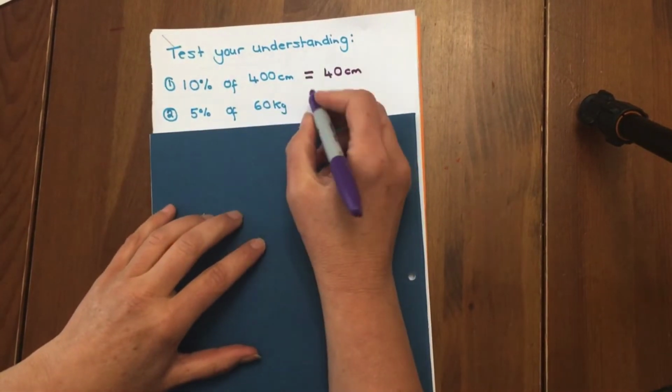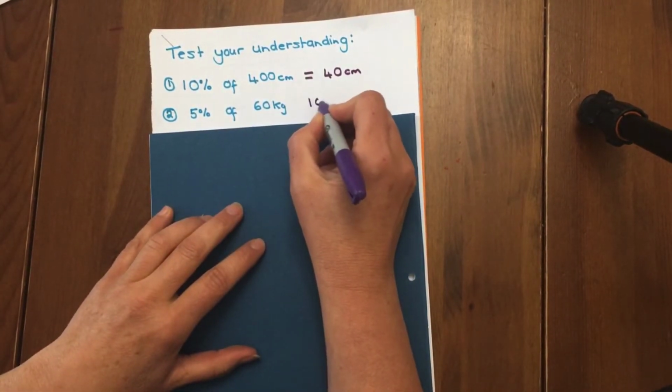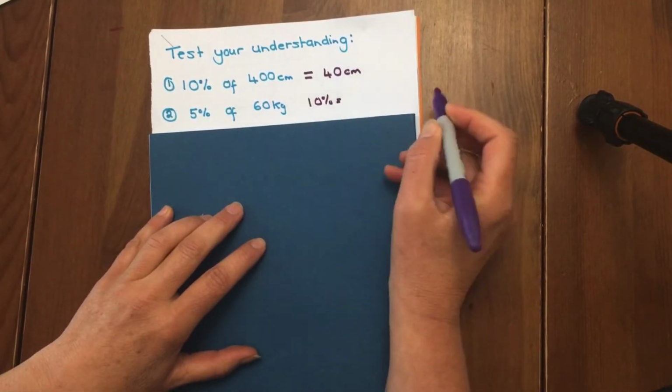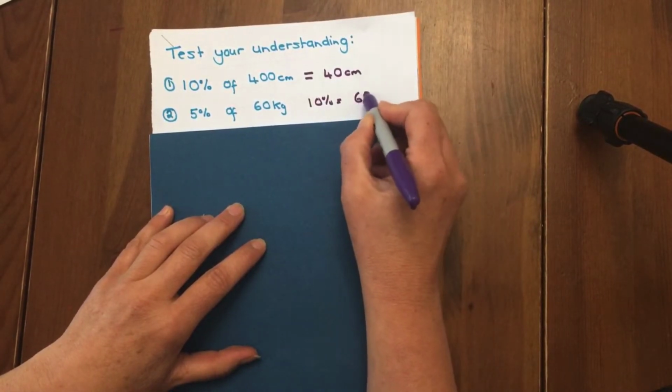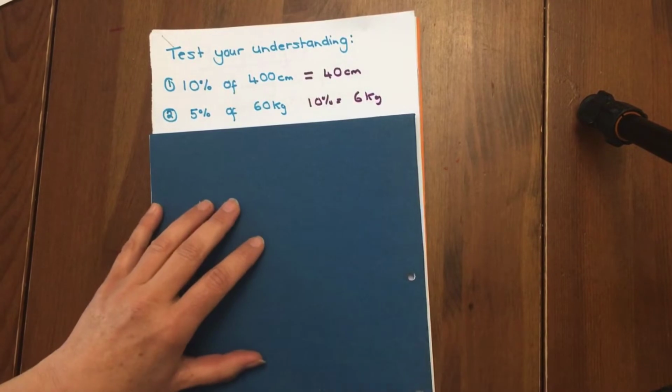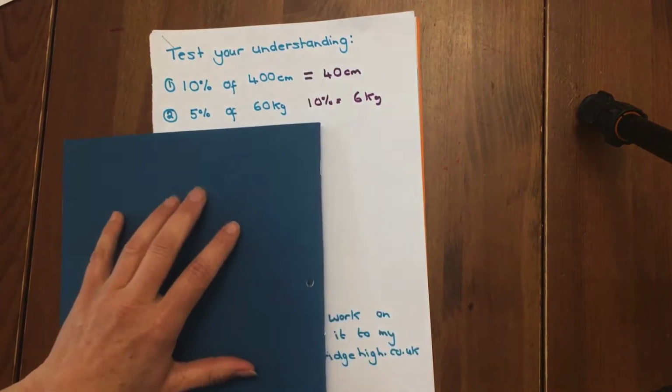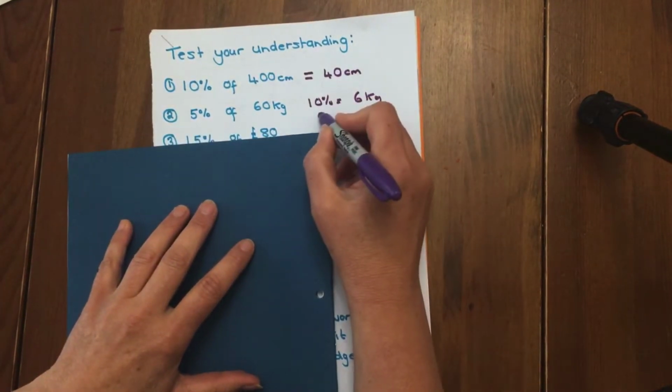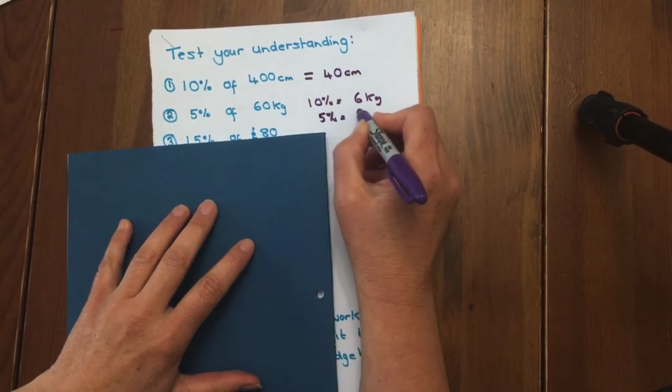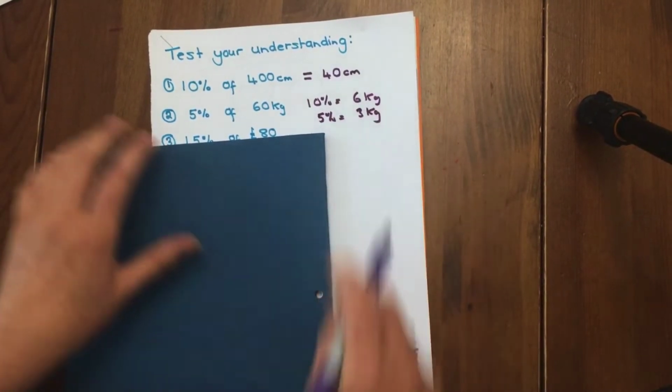Okay, here we need to work out 10% first. So 10% of 60 will be 6. And then we need to half that to get 5%. So 5% will be 3 kilograms.